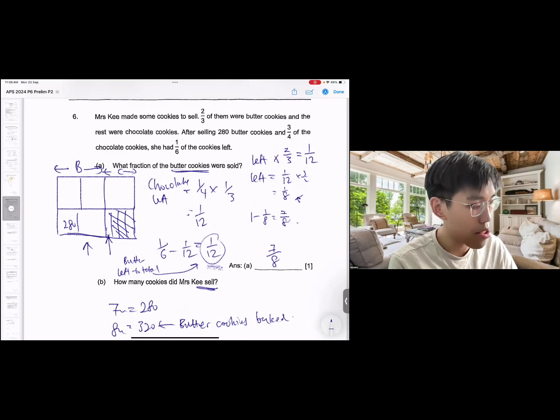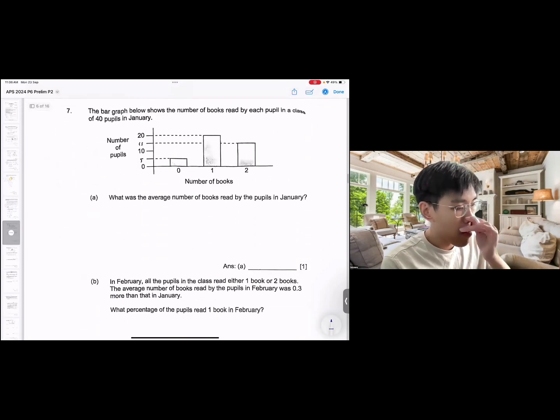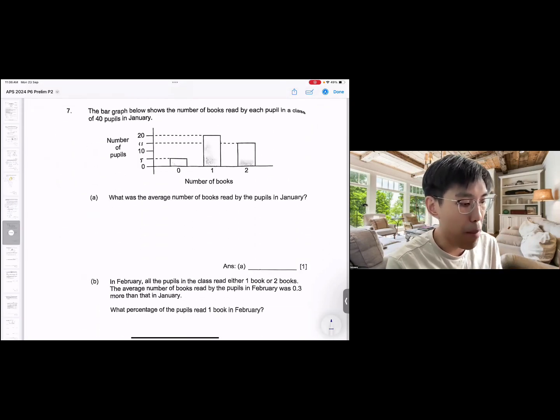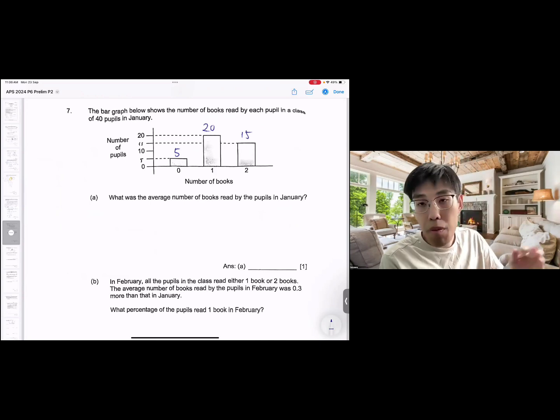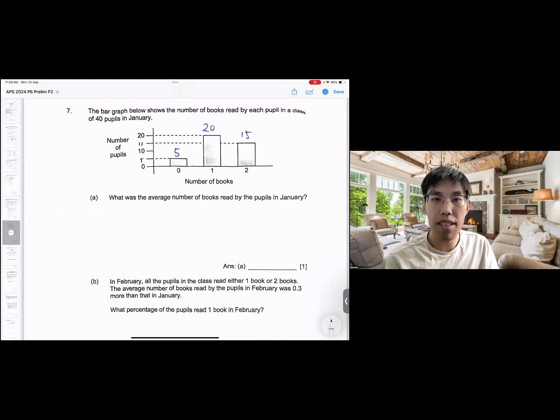Okay, next, question 7. What is the average number of books read by the pupils in January? We got here 5, here 20, and here 15. From this graph, we can straight away observe that there are 40 students. Keep that in mind first.